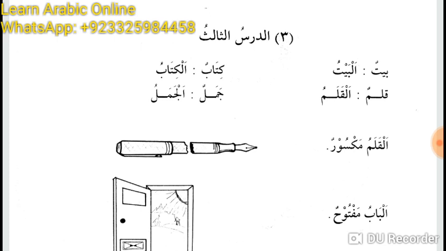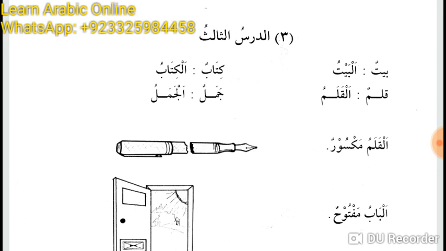Ad-Darsu Salis, third lesson. Yesterday you learned that Baytun means a house, Kitabun means a book, Kalamun means a pen, Jamalun means a camel. You learned the use of 'a'. But today you will learn about Al. So Al-Baytu means the house, Al-Kitabu the book, Al-Kalamu the pen, Al-Jamalu the camel.